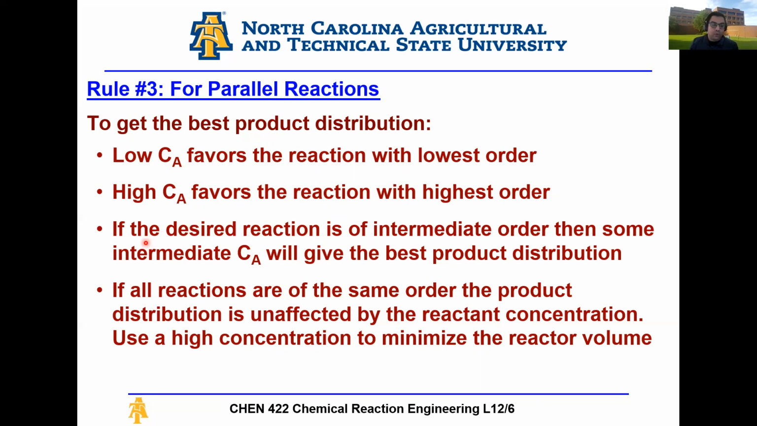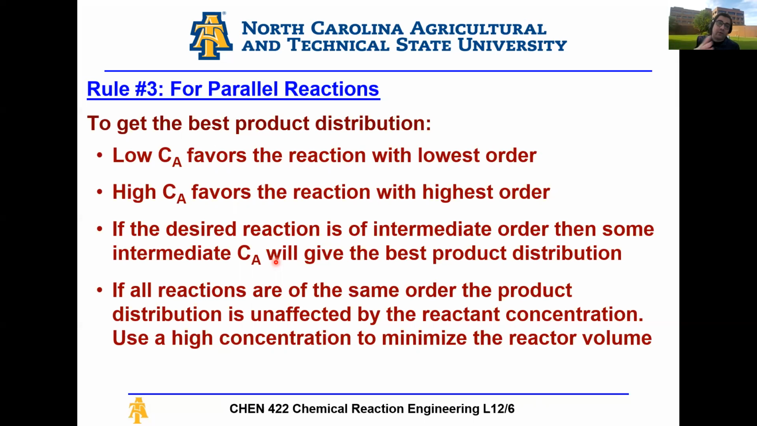And the third bullet point here, if the desired reaction is of intermediate order, then some intermediate CA will give the best product distribution. So let's say you have A goes to R, A goes to S, and then A goes to T, right? I have 3 parallel reactions. And the first one, A goes to R, let's say it's 0 order. A goes to S is first order and A goes to T, second order. If you want to maximize the concentration of S, which is first order, you want to keep CA at an intermediate level. You don't want CA to be very high. If CA is very high, then you're going to favor the highest order reaction, which is A goes to T.